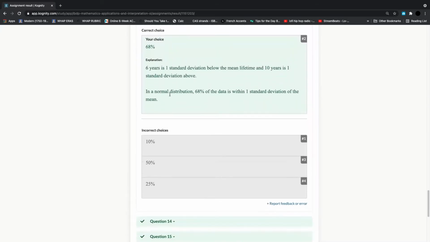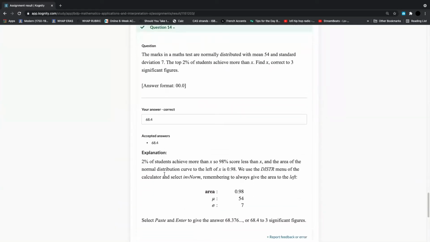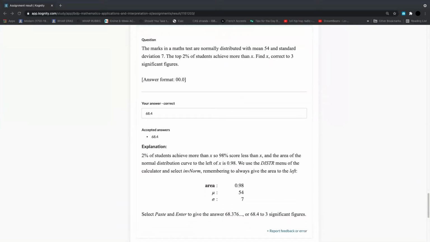Moving on, question 14. Okay, so this one is a bit different than the last. This one has to do with using inverse norm. So let me read the question. The marks in a math test are normally distributed with a mean of 54 and a standard deviation of 7. The top 2% of students achieve more than X. Find X correct to 3 significant figures.